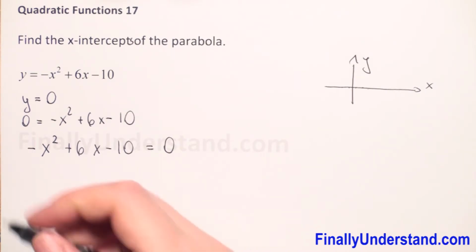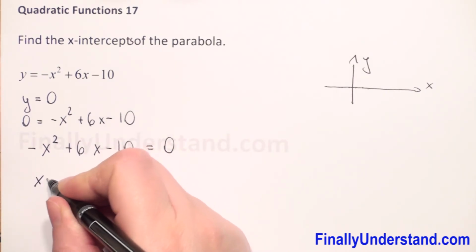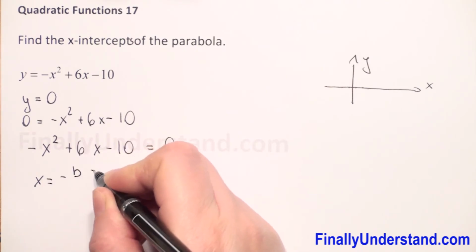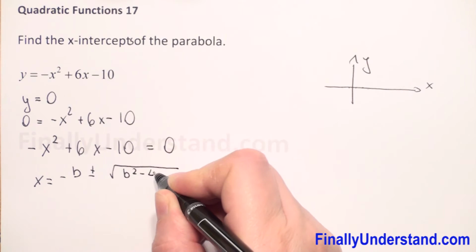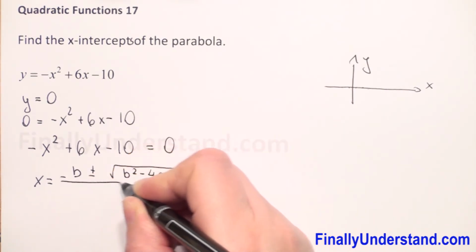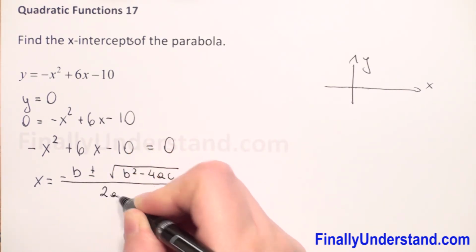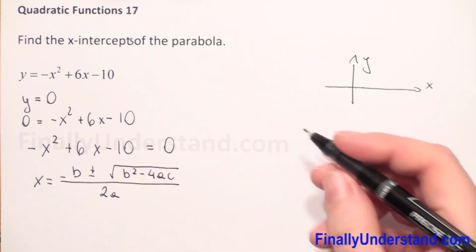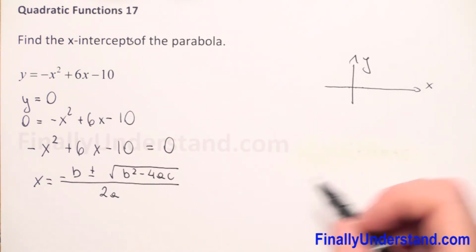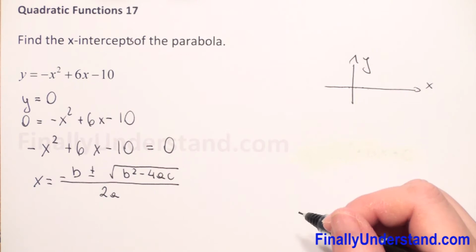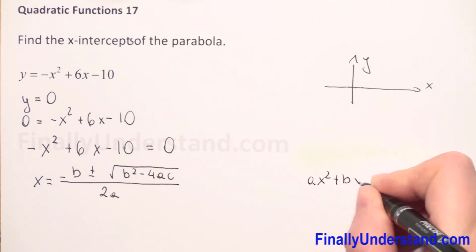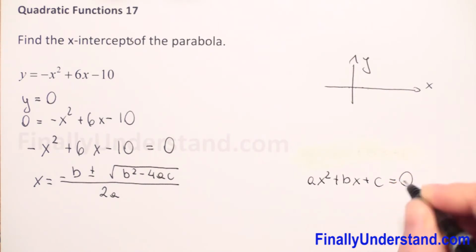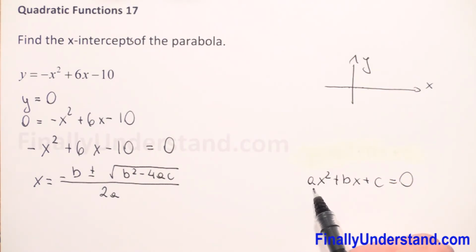Let me remind you this formula. x is equal to negative b plus or minus the square root of b squared minus 4ac over 2a. What are a, b, and c? Let me write the general form of a quadratic equation. We have ax squared plus bx plus c, and this is equal to 0. So a is the coefficient before x squared, b is the coefficient before x, and c is the constant.